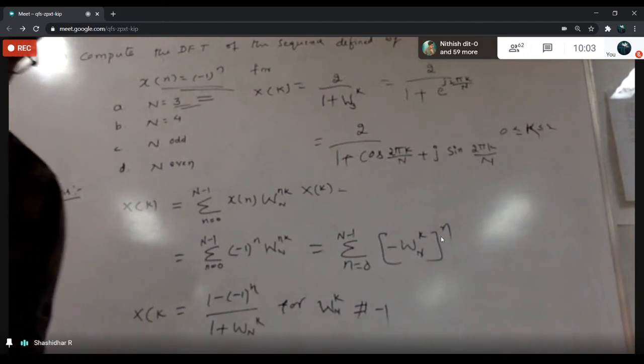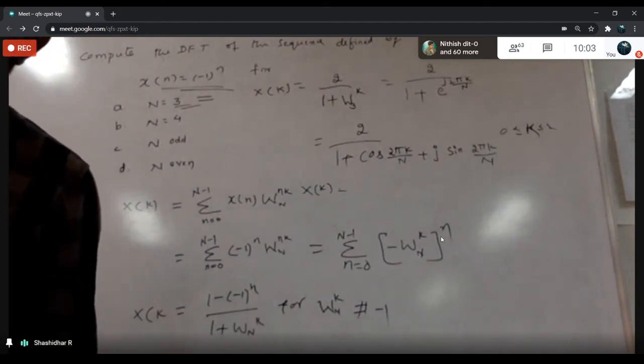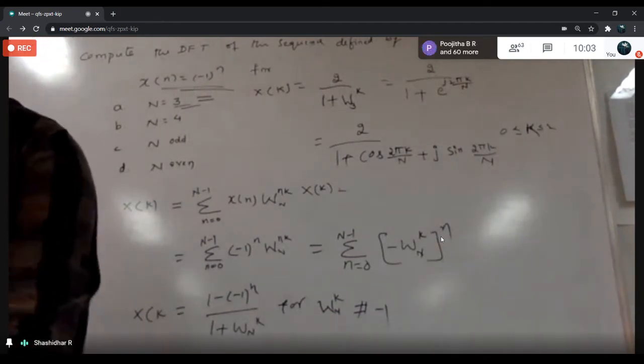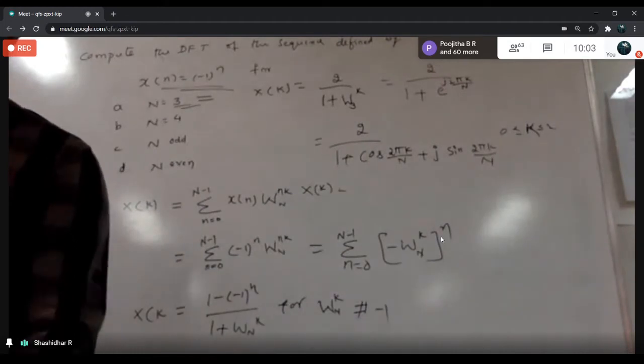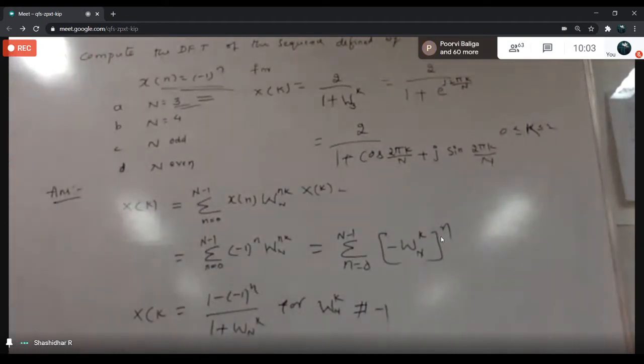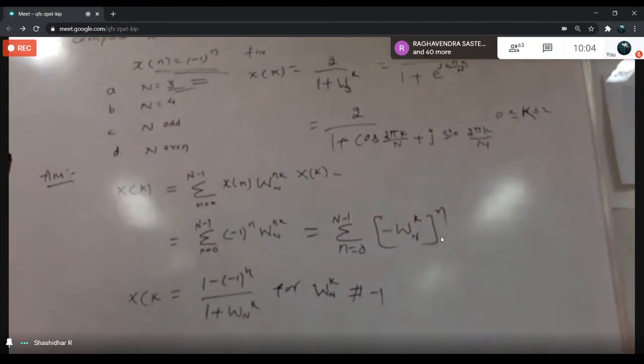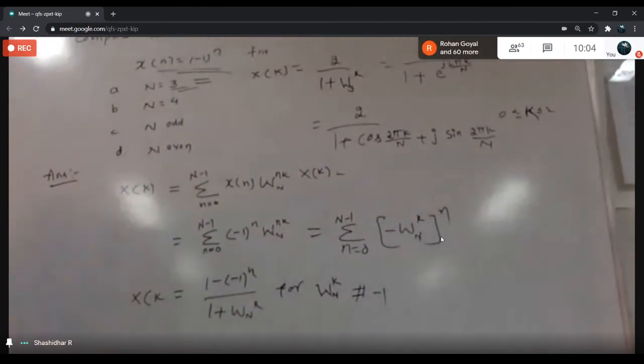Okay, next take down the problems. Take down the problems and solve in your home and then upload in the Google Classroom. Find N-point DFT of the following sequence. So completed. Finished.